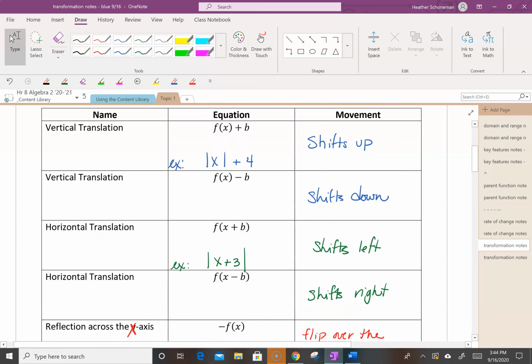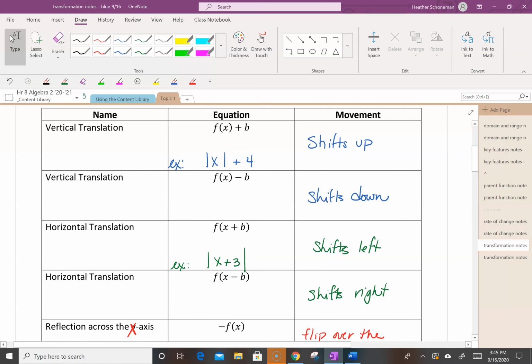Now, as you can see, the first two look different than the second two because on the second two, the b is not outside the function, it's inside the actual parentheses. So this would work if it was inside the radical or inside the absolute value, like in this example where I say the absolute value of x plus 3. So 3 is in there, okay? And when it's in there, it's going to shift it left and right. That's a horizontal translation. Translation is just another word for moving.